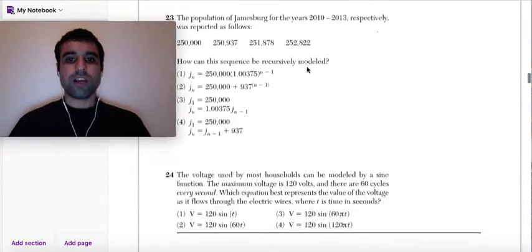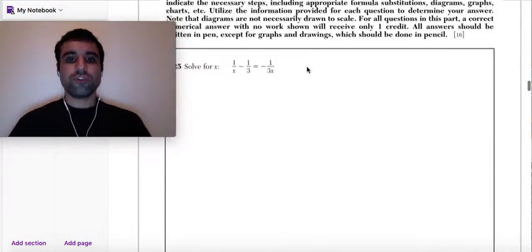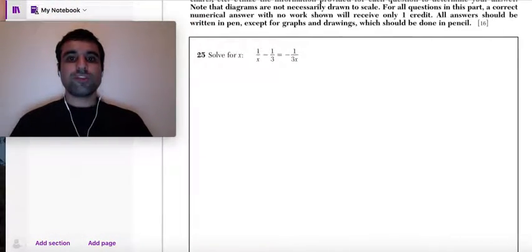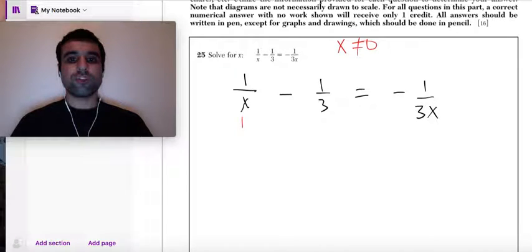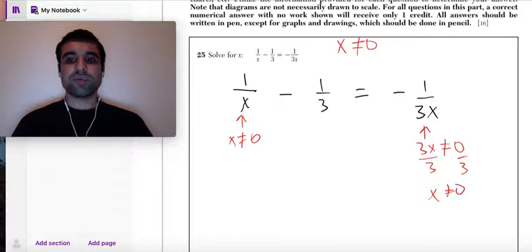Number 25 is where we're going to start. So solve for x. First thing, so we got 1 over x minus 1/3 is equal to negative 1 over 3x. The first thing you want to know is that the denominator cannot be 0. So x can't equal 0 over here, and here 3 times x cannot equal 0 because we cannot divide by 0. If we divide by 3 on both sides, here we get the same thing saying x cannot equal 0.